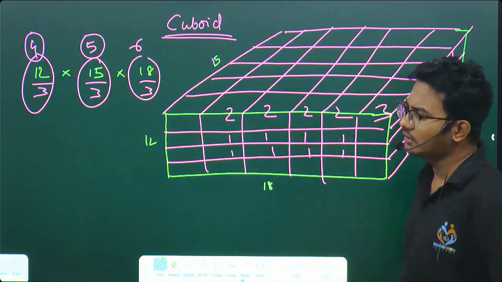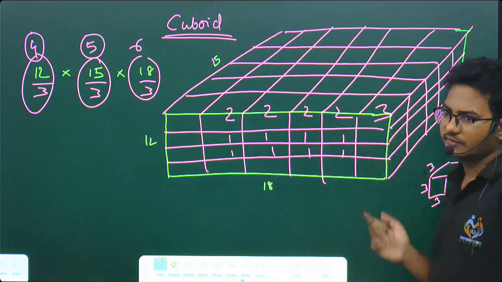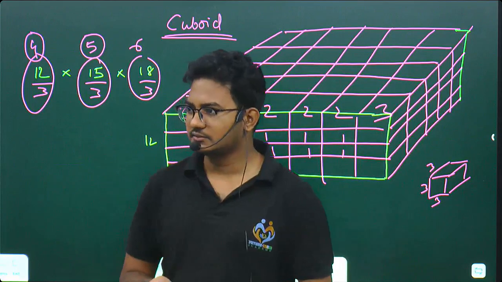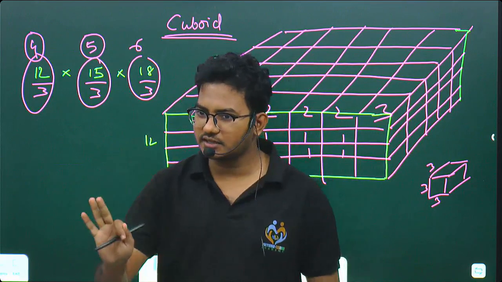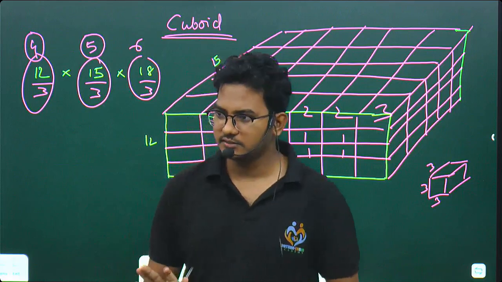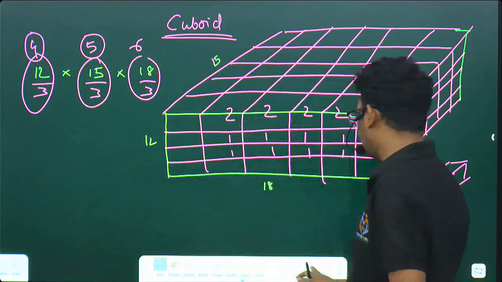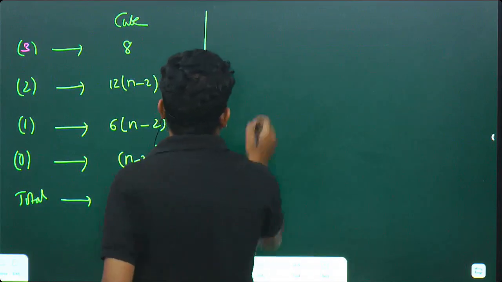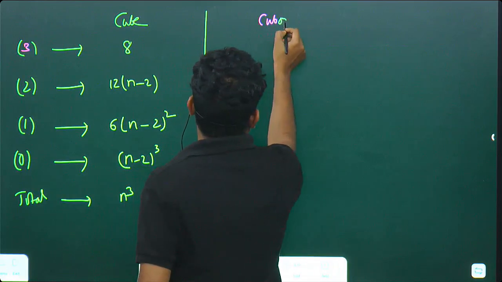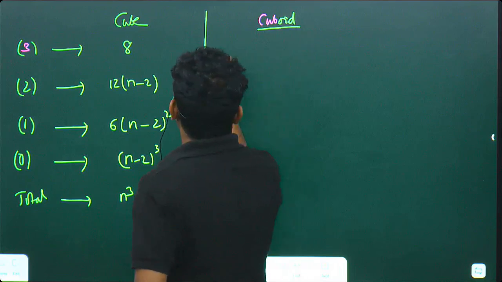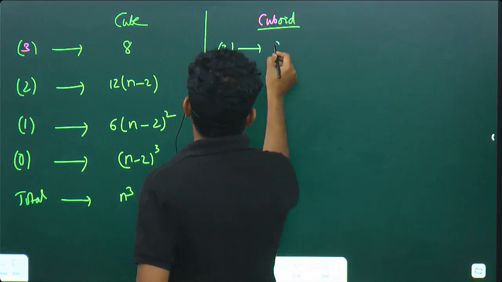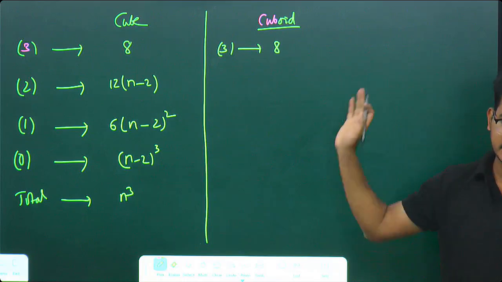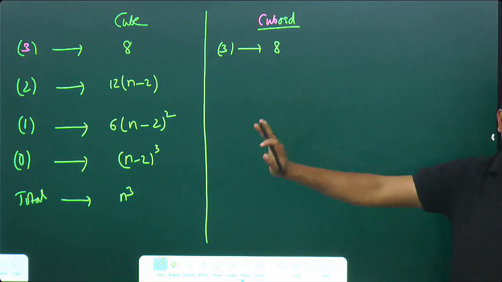Now tell me, here in this cuboid also how many corner cubes will you find? 8. So if I ask you how many have 3 surfaces painted, the answer is 8, the same as the cube.